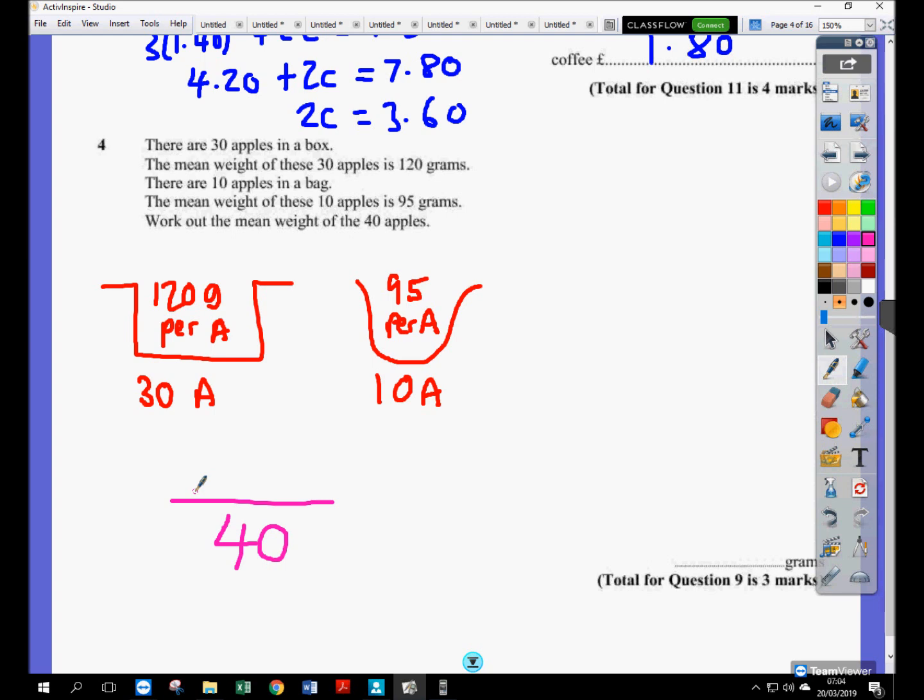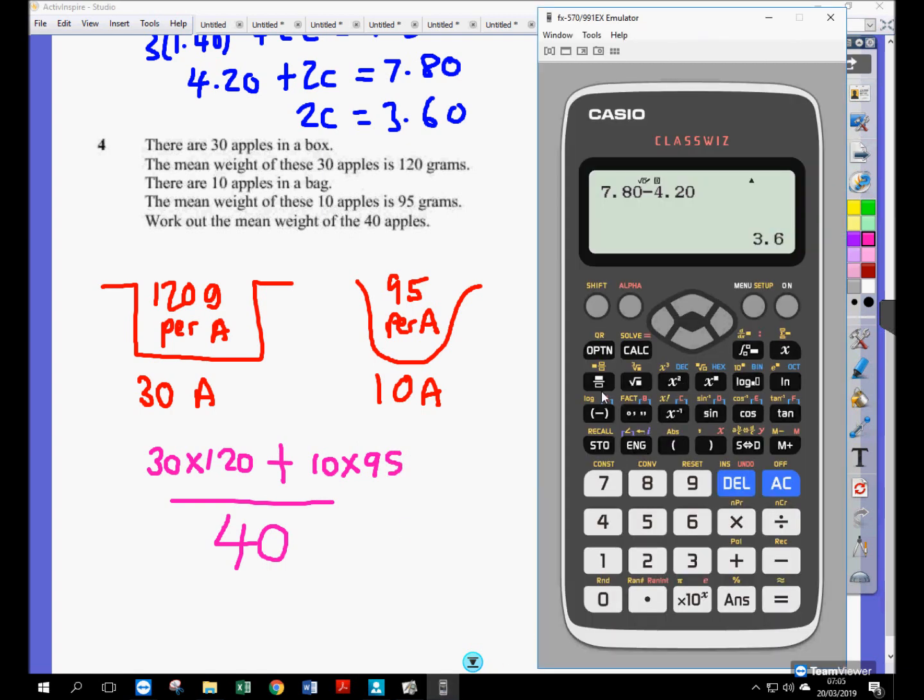So when we're talking about the apples, it's the total weight of all of the apples divided by how many apples there are altogether. And I know there's 40 altogether, but I don't know the total weight of all the apples. But I have 30 apples that weigh roughly 120 grams each. So 30 lots of 120. And you have 10 apples that weigh 95 grams each. So 10 times 95.